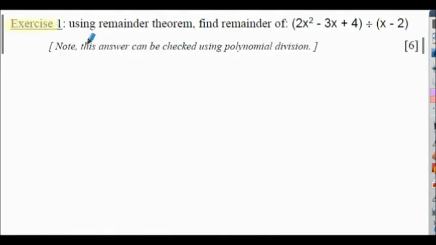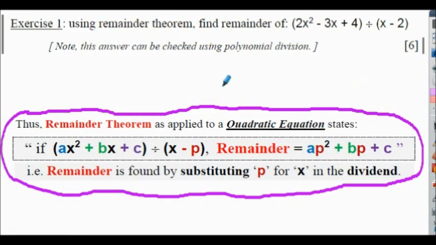So as exercise 1, using the remainder theorem, we've got to find the remainder of 2x squared minus 3x plus 4 divided by x minus 2. Given the answer is 6 for the remainder, and for those of you who understand polynomial division, you can check your answer using polynomial division. I would encourage you to start the presentation and attempt exercise 1. There's a hint: here's the remainder theorem, so this is our dividend, here's our divisor, and here's the remainder. The full worked solution is shown on the following slide.